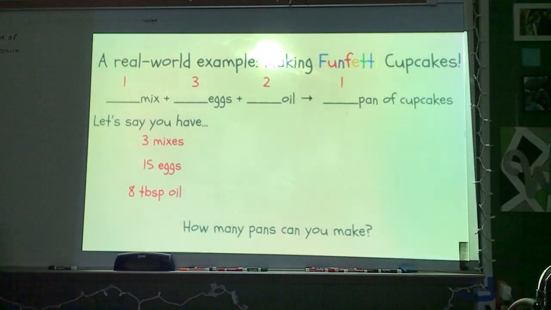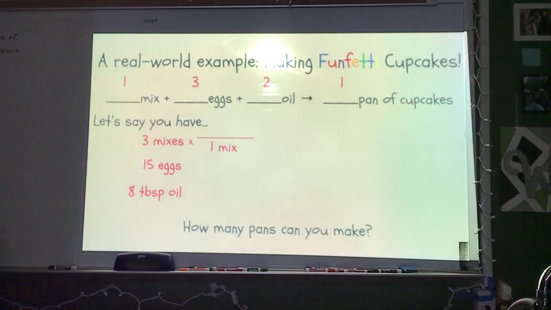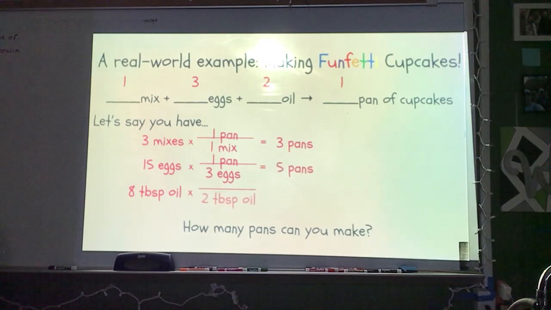So the first thing we need to do is convert from mixes to pans of cupcakes. For every 1 mix, and again all these numbers are coming from up here, these are just our ratios, we can make 1 pan of cupcakes. 3 times 1 divided by 1 is 3 pans. Then we have 15 eggs, so we would have our 3 eggs on the bottom with our 1 pan on top. 15 times 1 divided by 3 is 5. And then 8 tablespoons of oil, we would have our 2 tablespoons of oil on the bottom with our 1 pan on top. 8 times 1 divided by 2 equals 4.